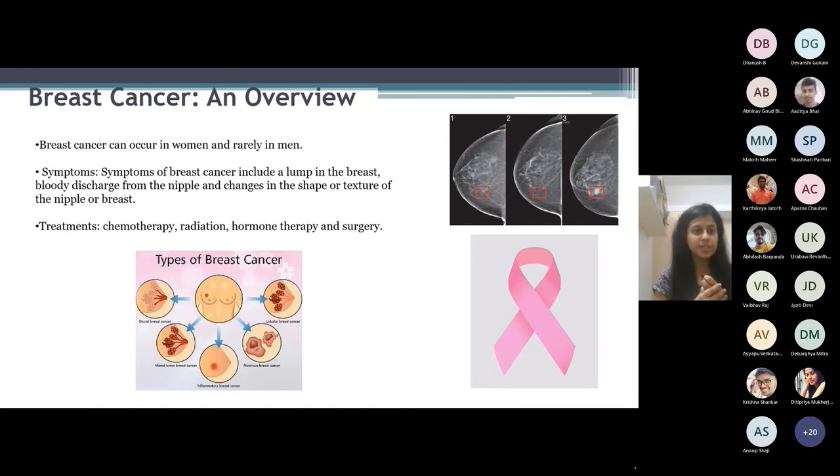One of the most common symptoms of breast cancer includes formation of a lump in the breast, which can be seen in the X-ray image shown here, along with bloody discharge and change in shape or texture of the breast.